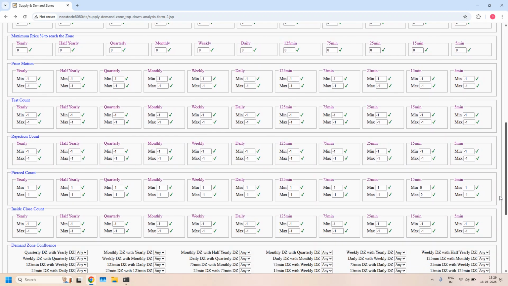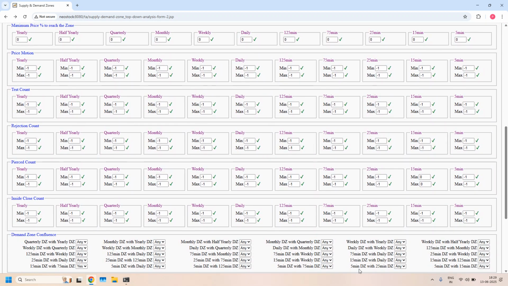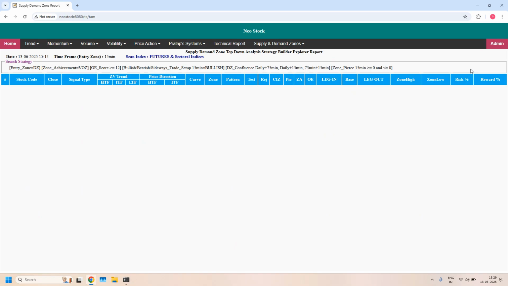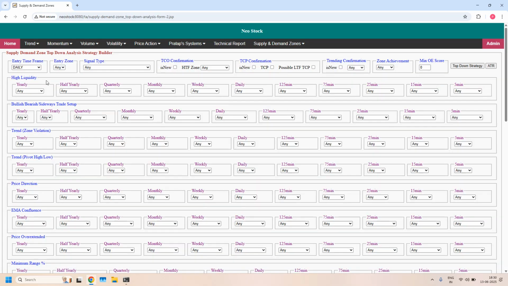In the demand zone confluence, 3 filters we have to set. First one is already enabled. Next 15 minutes and daily, 75 minutes and daily demand zone confluence. With all 3 filters, we did not get any stocks. So this is about bullish trade setup for daily income trade. Next, bearish trade setup for daily income trade.